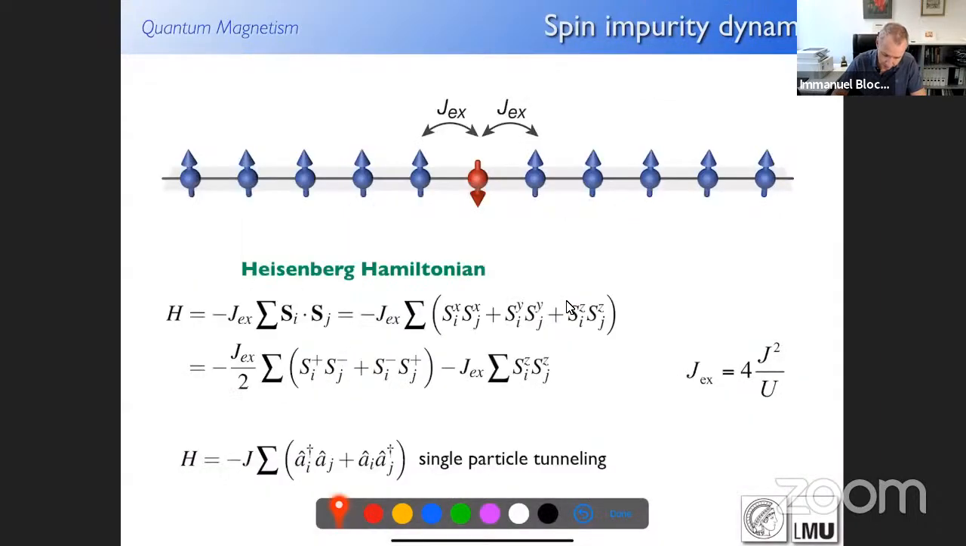So let me actually go back here again. It's not showing the animation, sorry.